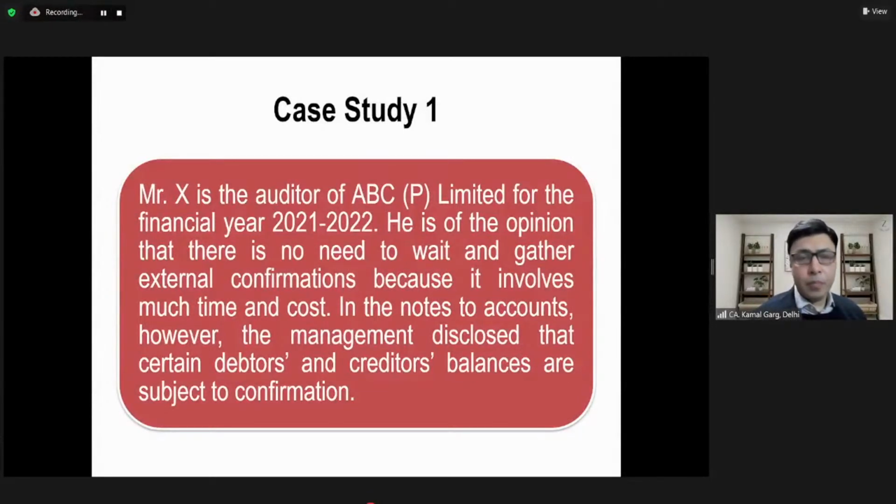Question number second, the management of the company is writing in the notes to accounts that debtors balances and creditor balances are not yet verified. These are yet to be verified from confirmation. So if management writes this, then what is the duty of the auditor? Yes, answers. I give 30 seconds to answer both my questions.